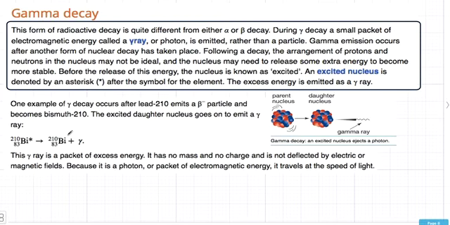Okay, the daughter nucleus now has less energy, but what you'll notice is that the numbers don't change because you haven't lost any particles, you've just lost that energy. So you've gone from this excited state to a not excited state, and the loss of the gamma ray is where that energy has been emitted.